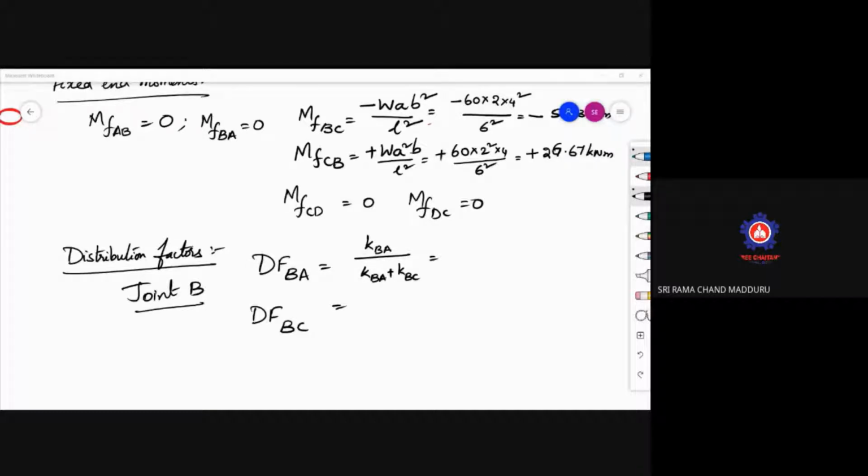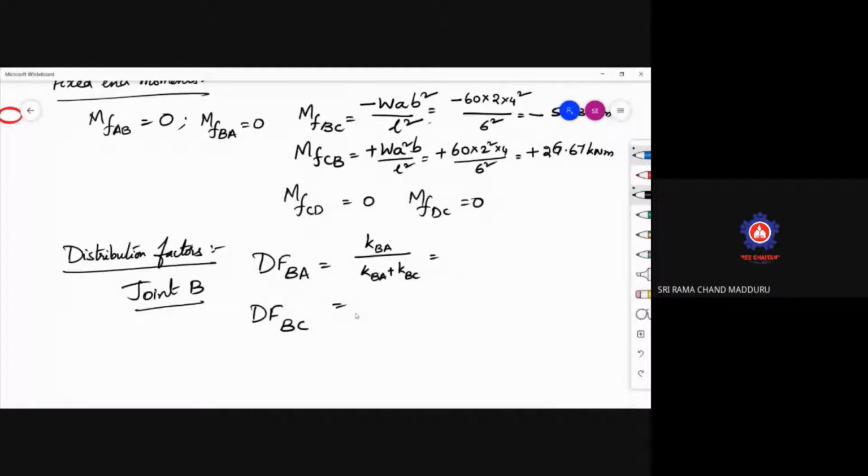Okay. So DFBC is nothing but KBC by KBA plus KBC. Now write down the values. KBA is 2I by 4 by 2I by 4 plus I by 6. This is I by 6 by 2I by 4 plus I by 6.